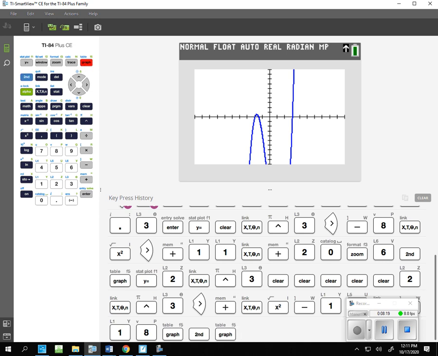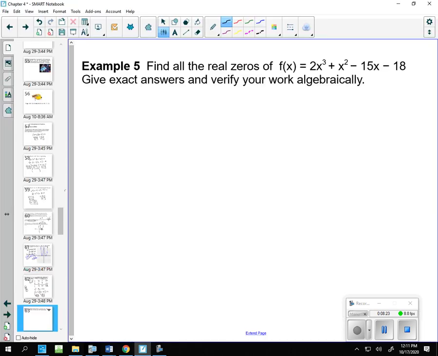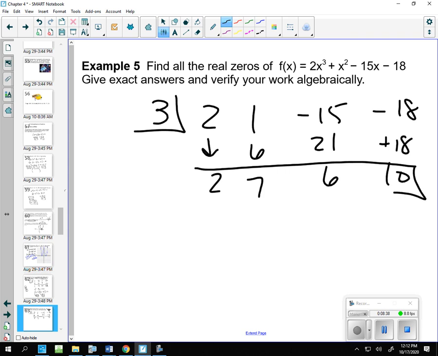So let's look at the XY chart, and I see 3. 3 is a solution. So I'm going to go back, put in 3, and do synthetic division. Here's how I can verify that it actually is a solution: when you do synthetic division, you get a remainder of 0. Now I'm down to a quadratic. I have learned a bunch of ways to do a quadratic, and one of which is factoring.